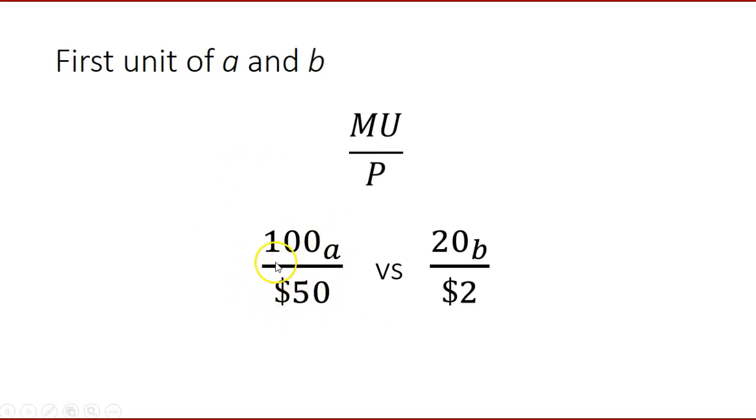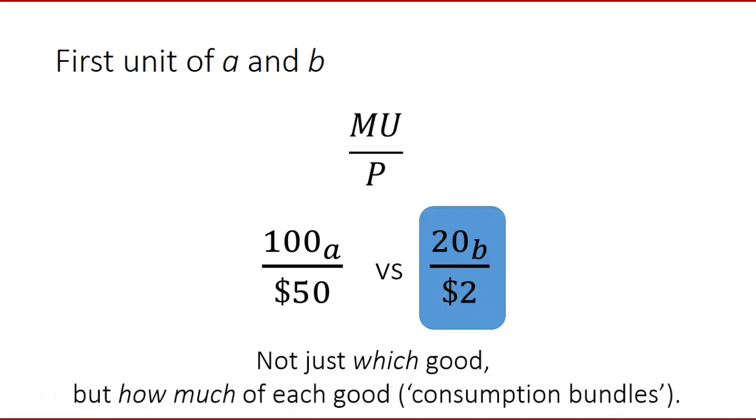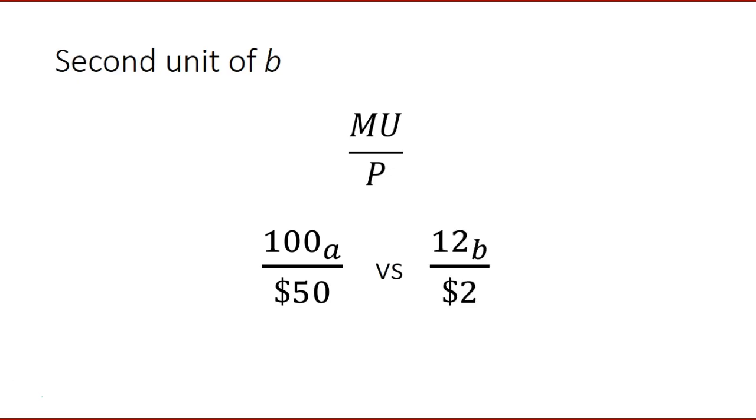Which would you prefer? 2 units of happiness per dollar or 10 units of happiness per dollar? If what you're interested in, remember our goal is happiness, satisfaction, then the rational consumer is going to go for the Mars bar every day of the week. Alright, so that's for the first unit of A and B. This doesn't just help us figure out which good we should consume, but how much of each good we consume, or the consumption bundle. What's in our basket of goods that make us happy overall?